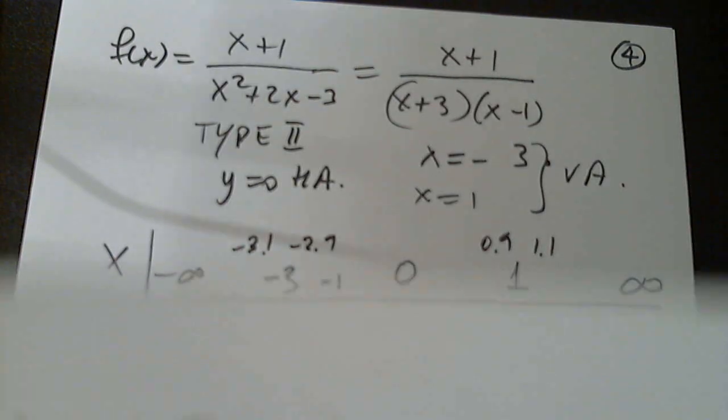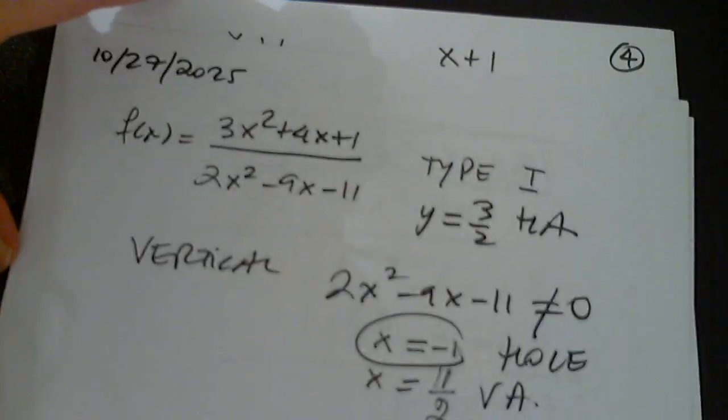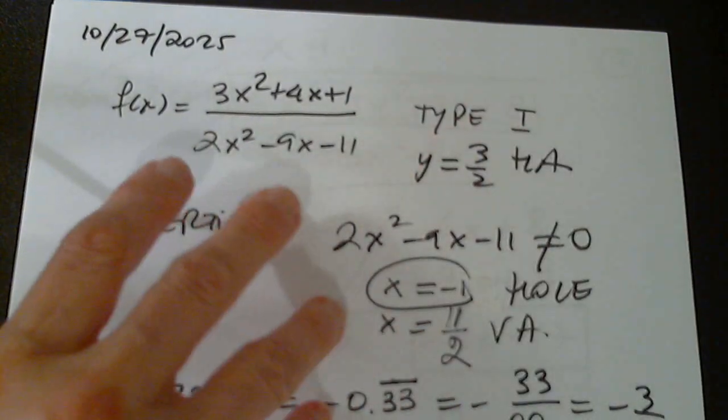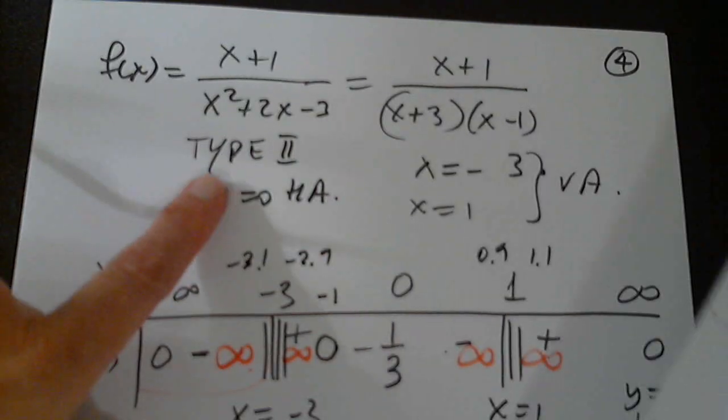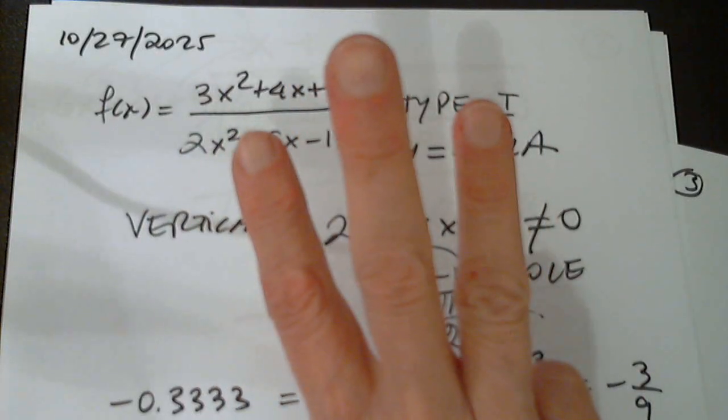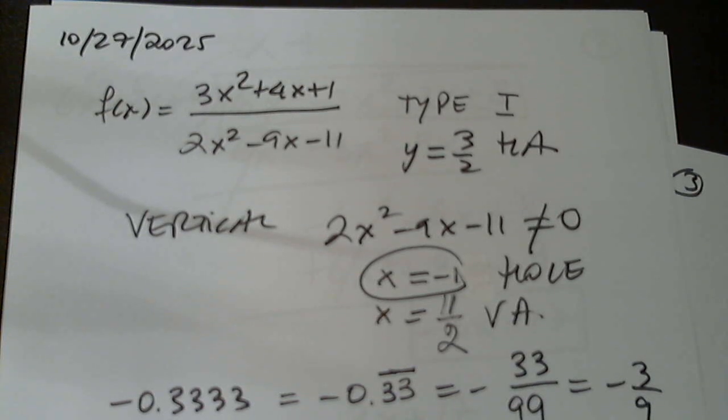Of course, type 2 is even easier, like this one that we just had. This is type 2 because it has a higher degree in the denominator. Because it's type 2, very easy. I don't have to calculate anything. The horizontal asymptote is 0. Well, if it is type 3, it does not have a horizontal asymptote, but it has a slant asymptote.